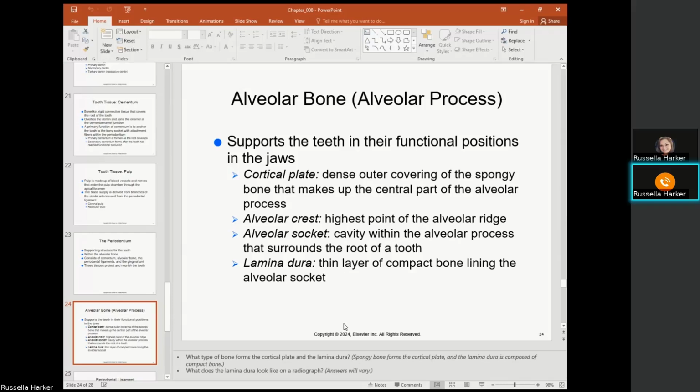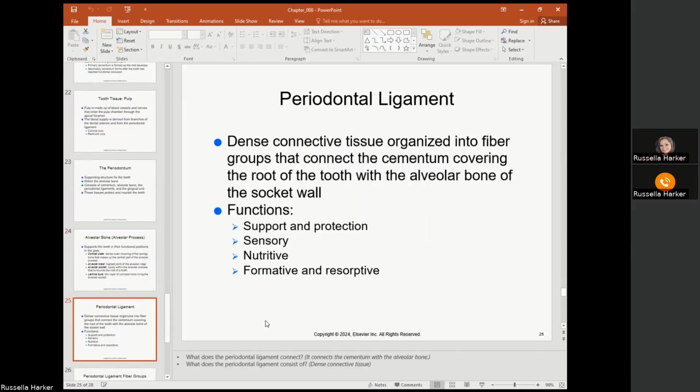The alveolar socket is the cavity that the tooth sits in, and the lamina dura is the thin layer of compact bone lining the alveolar socket. Our periodontal ligament is made of dense connective tissue organized into fiber groups that connect the cementum covering the root of the tooth with the alveolar bone of the socket wall. Its primary functions are support, protective, sensory, nutritive, formative, and resorptive.